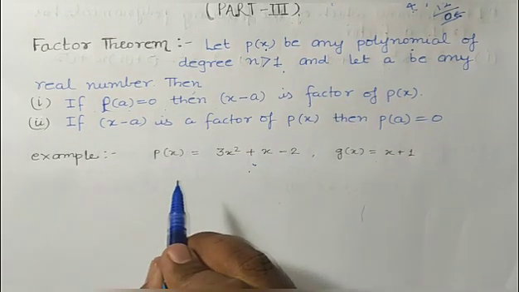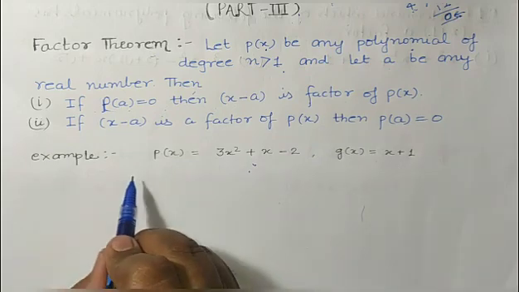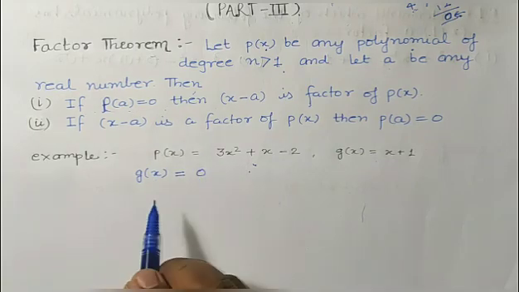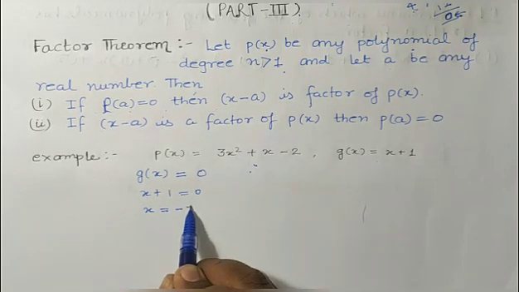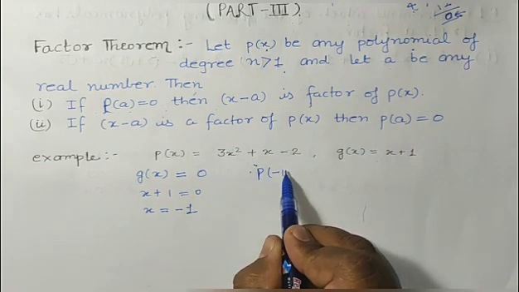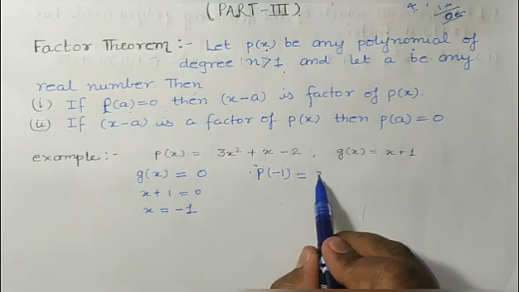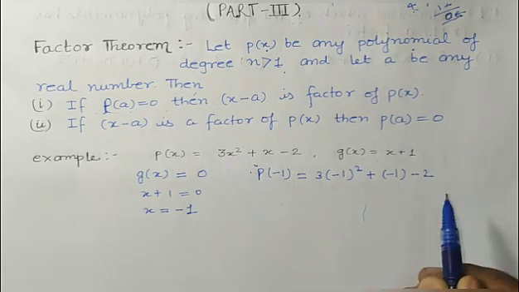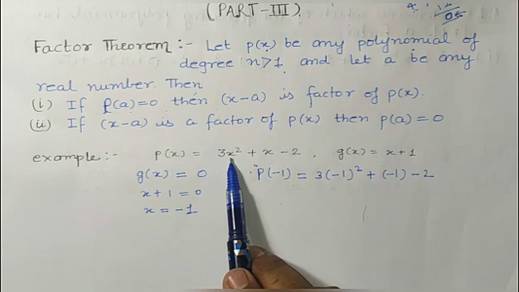Firstly, we will find the remainder. How will we find the remainder? Firstly, we will make this divisor equal to 0, meaning x plus 1 will be equal to 0. Then you will find the value of x, which will be minus 1. Now we will find p of minus 1. At the place of x we will put the value minus 1. So it will be 3 into (minus 1) square plus (minus 1) minus 2. In this step, in this polynomial, we have put the value of x as minus 1.